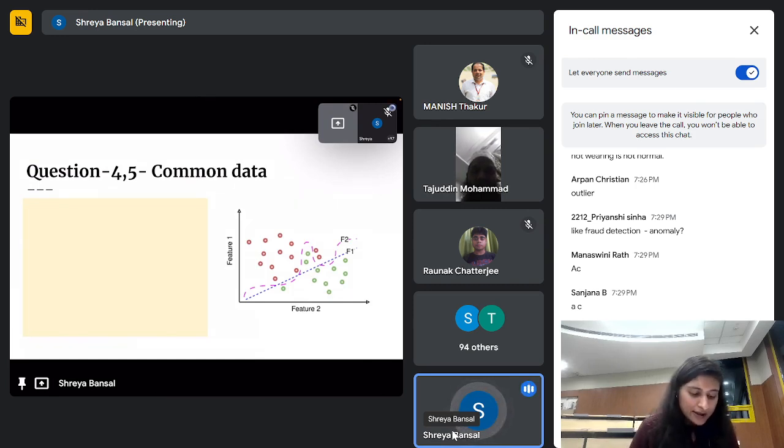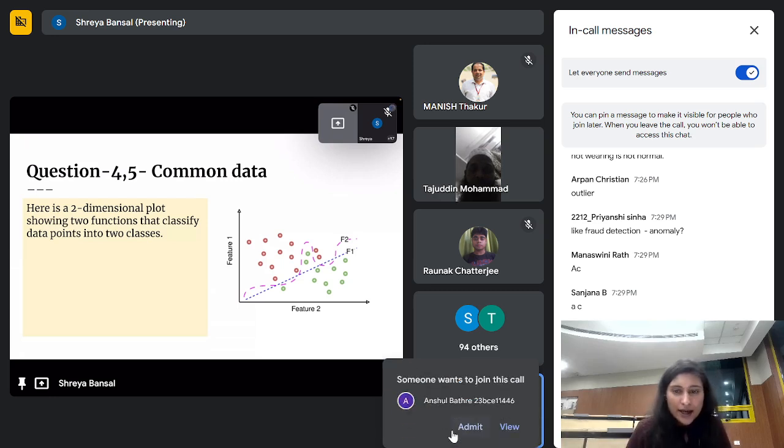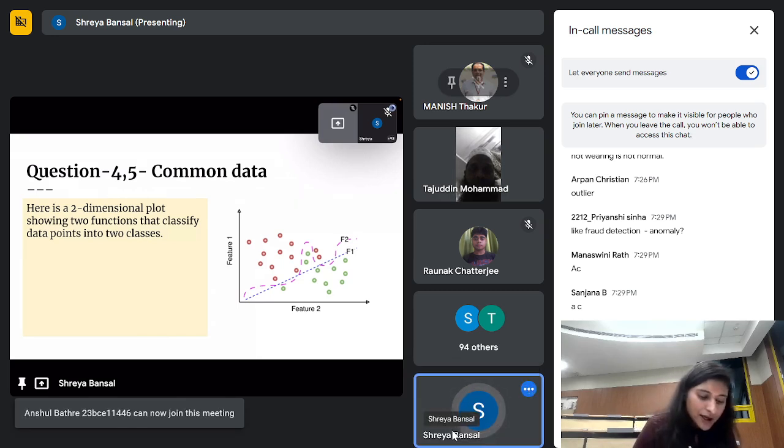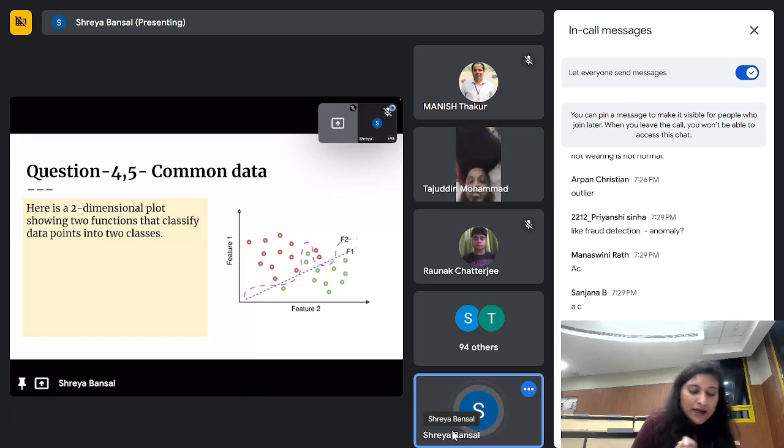Now, this is a common data given to you. You can see there are some data points in red, there are some data points in green. It is a two-dimensional plot, two features are given, feature 1 and feature 2. Let's say these are like number of runs and number of wickets as we have discussed. There are two types of classes, one belongs to red class, the second belongs to green class. Green can be treated as batsmen, red can be treated as bowlers.